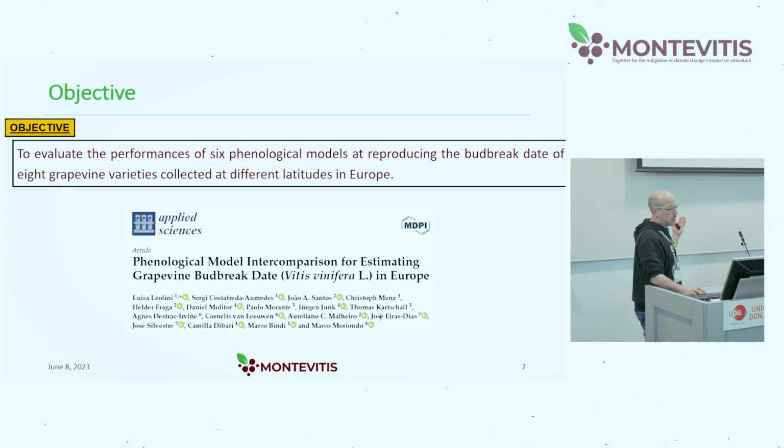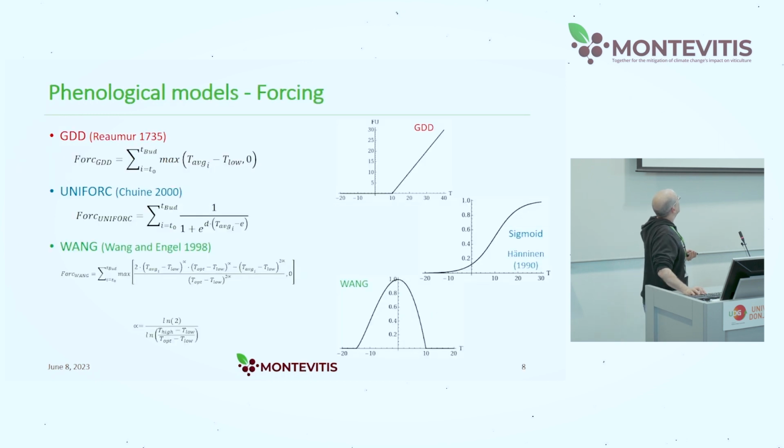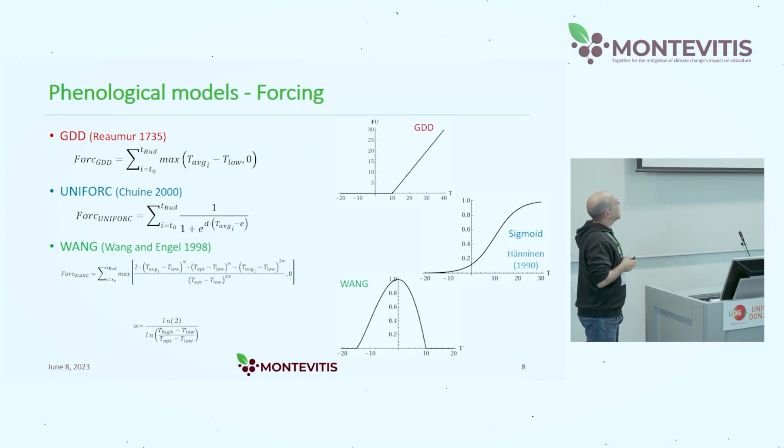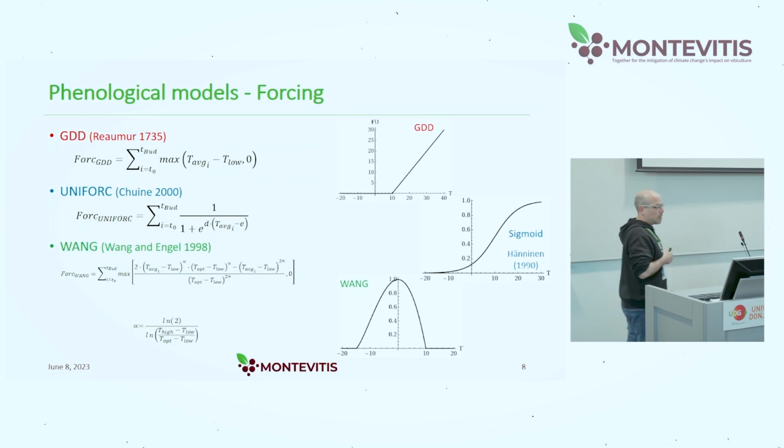Okay, we did it in the Clean for Vitis project, and we simulated in many places in Europe. Here these are the models. These are the forcing models we used. We used 6 different models, in which 3 are forcing models that were introduced more or less by Christophe previously. The GDD considers the degree days.